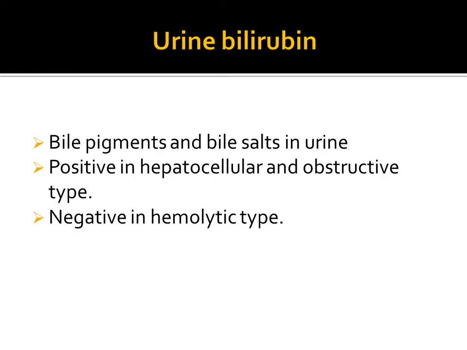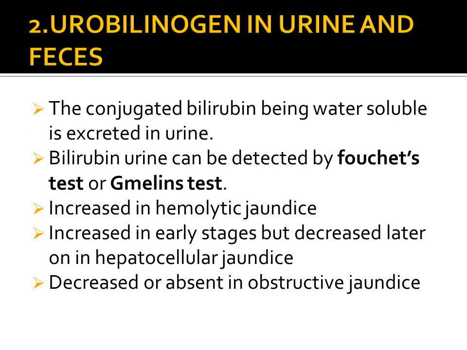Now the second test is measurement of bilirubin in the urine. Which bilirubin will come in the urine? Only conjugated, or direct bilirubin, which is water soluble. So when we find the urine bilirubin positive, the test, like Fouchet's test, will detect the bile pigment. It will be seen only in hepatocellular jaundice in the later stage, and in obstructive type of jaundice, where direct bilirubin is increased in the blood as well as passes into the urine. In hemolytic type, it will be negative.